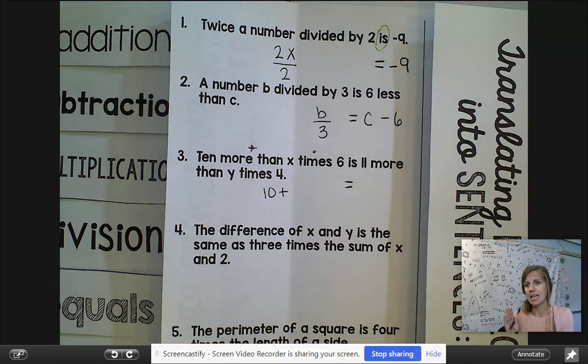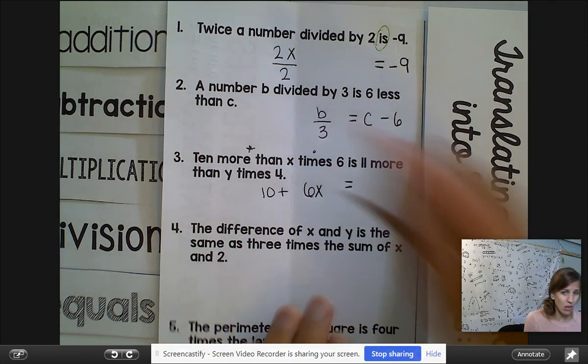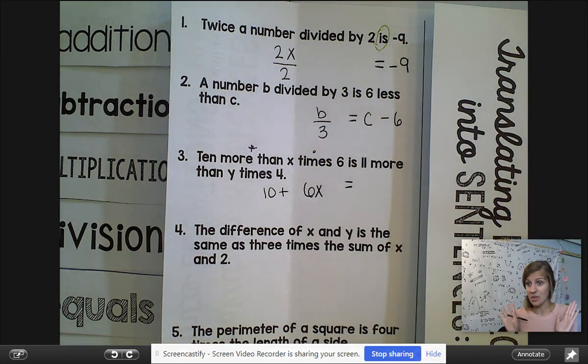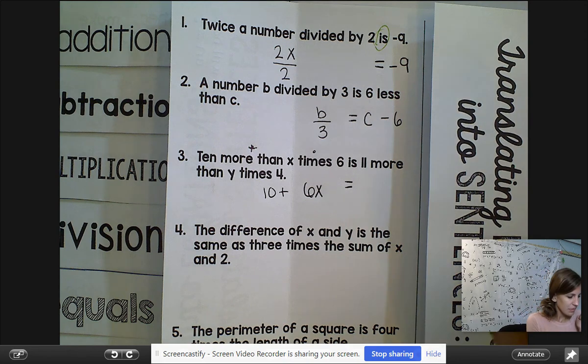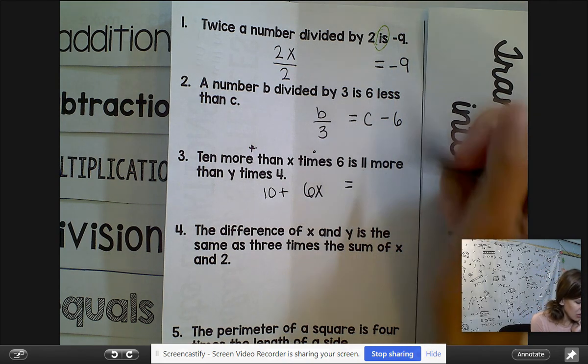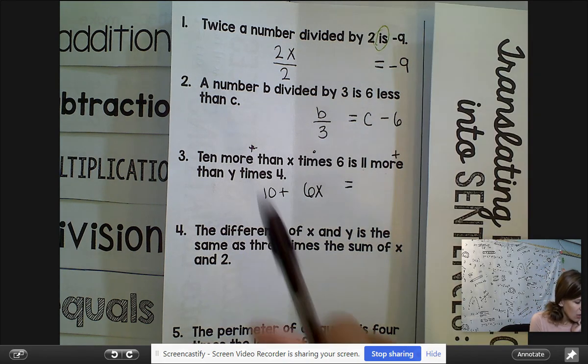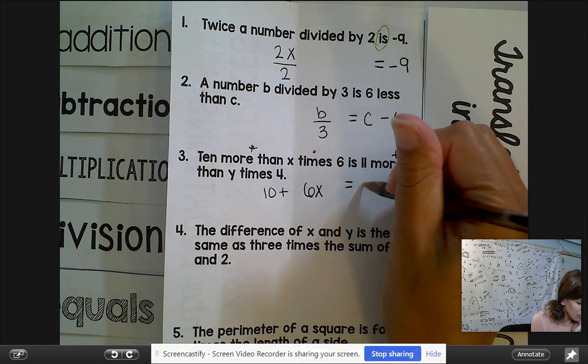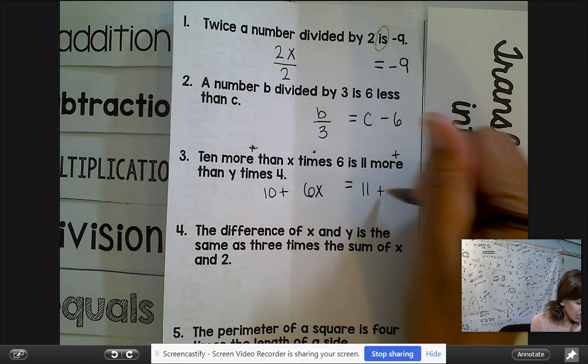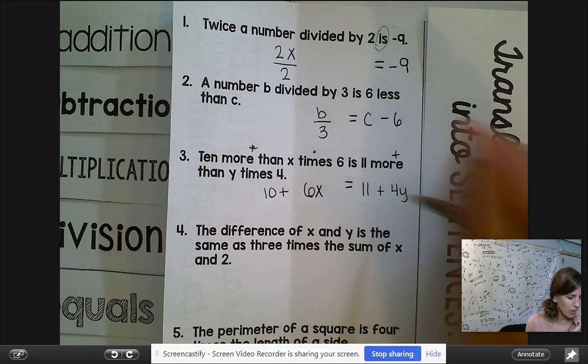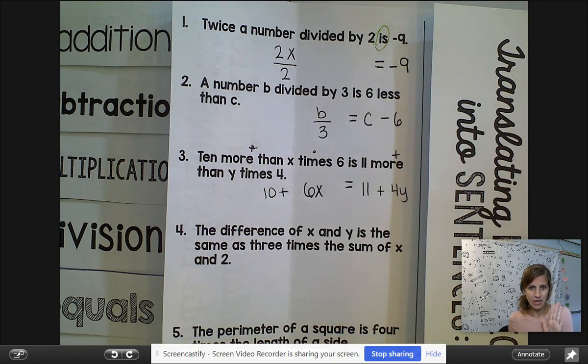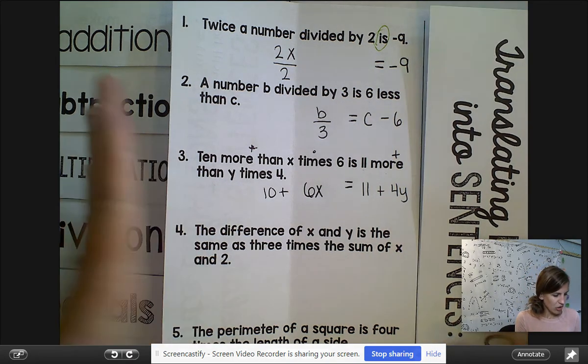Well, normally when we times a letter and a number, we put the letter behind. So I'm going to rewrite that as 6x. Also, multiplication is commutative, so I can do that. It's all good. Then we have 11 more than, so there's "more than" again, that's plus, y times 4. So very similar on the other side, 11 plus 4y, again, because it's more appropriate to put numbers in front of letters. So let's jump over to the other one.